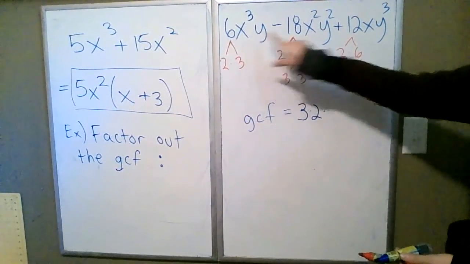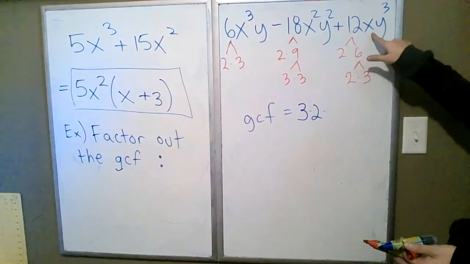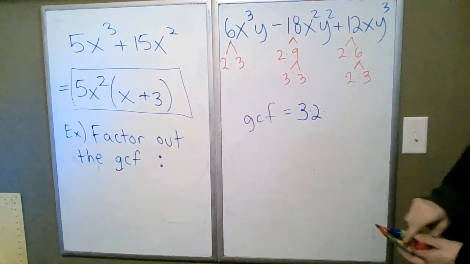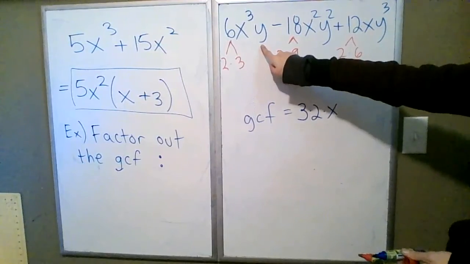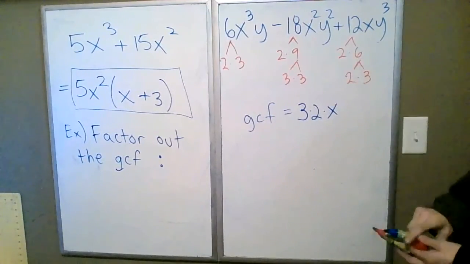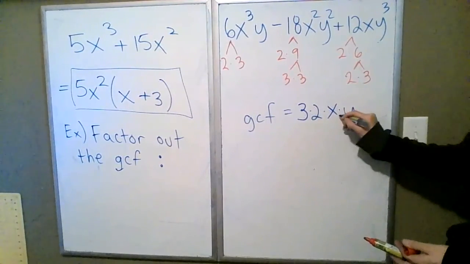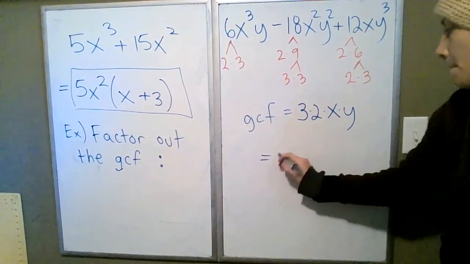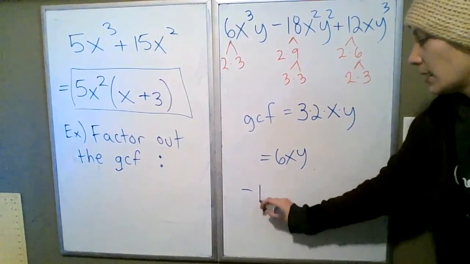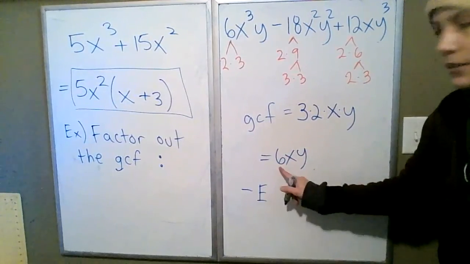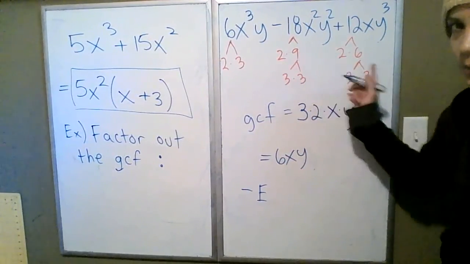x. Choose the smallest power, which is this one right here. Just x. And then y, there's just y to the first. y squared, y cubed. So go with the smallest power. Okay, we're going to call it right there, but next time we're going to actually factor out 6xy from this whole polynomial.